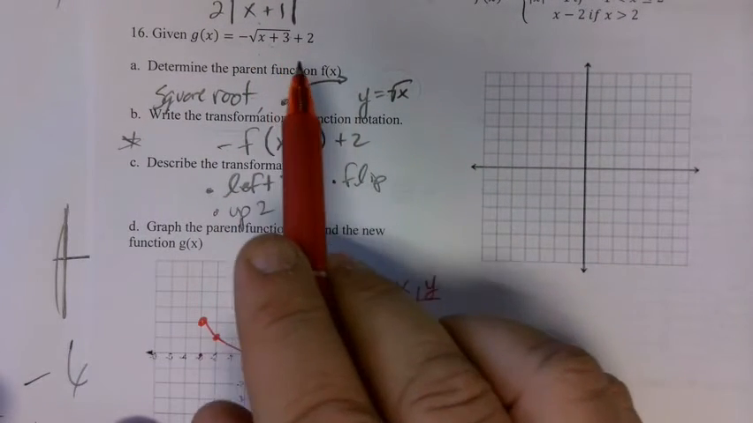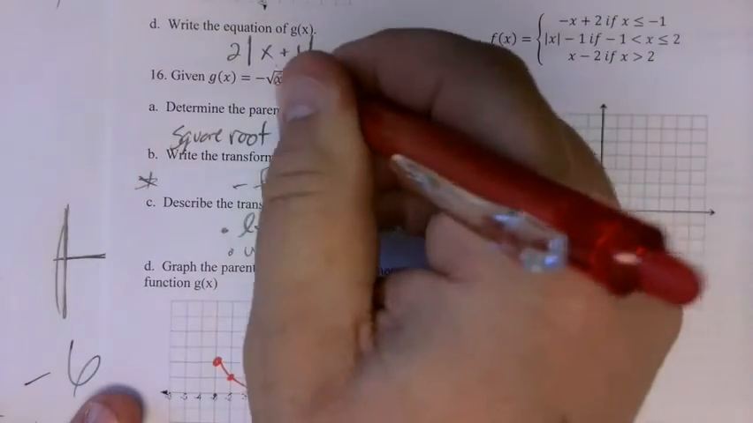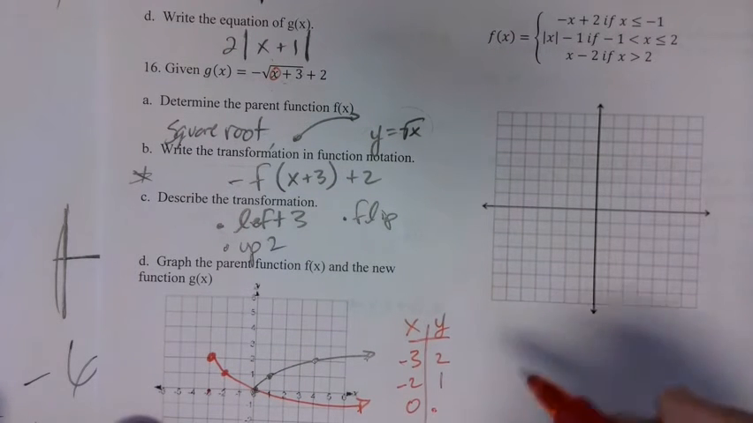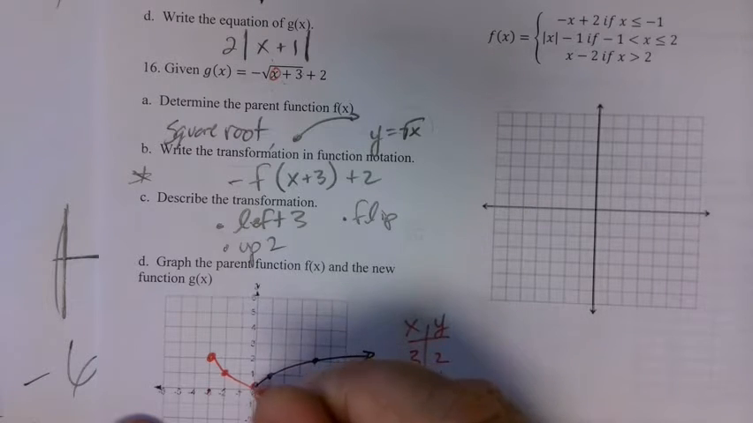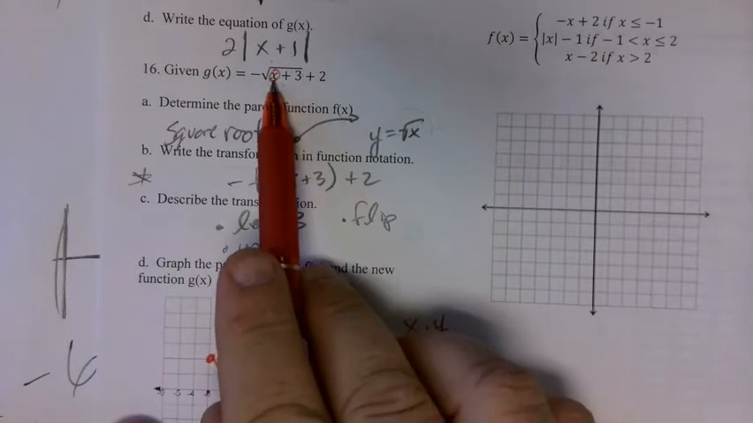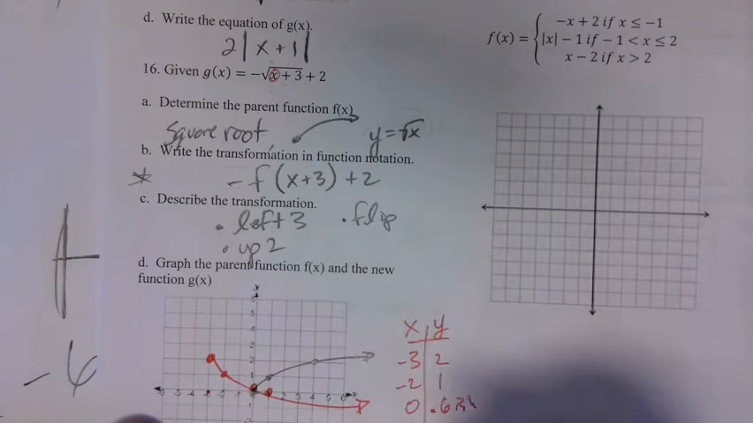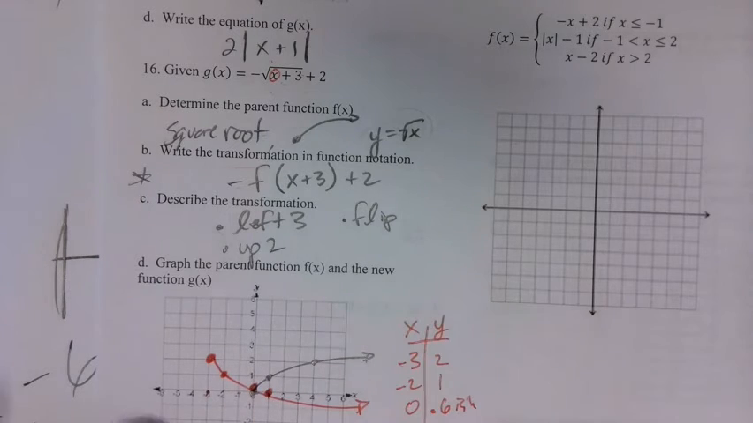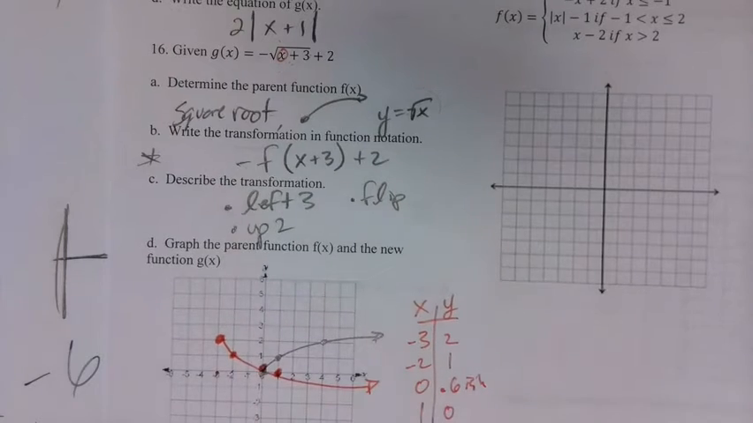If I put in a 0 here, 0 plus 3 is square root of 3. Negative square root of 3 plus 2. If I just put a 0 in there and I dump that in my calculator, it's going to give me like, I think it's going to be like 0.6-ish or something. But you'd put a point on the graph. If you put a 1 in there, 1 plus 3 is 4. Square root of 4 is 2. -2, that's going to give you a 0. So if I put in enough points, I can just connect the dots, okay? If all else fails when you're making a graph, put in a bucket load of points and spit things out.